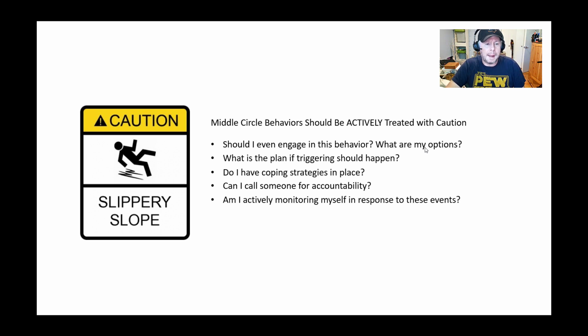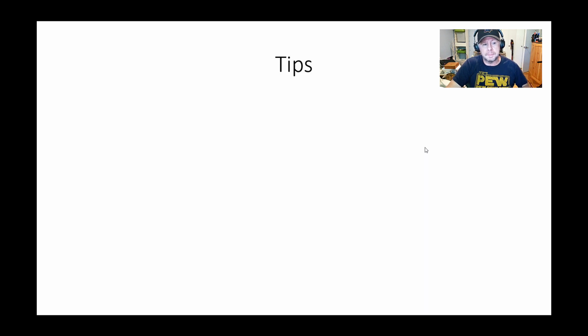And the last thing: am I actively monitoring myself in response to these events? Anytime you're inside that middle circle, regardless of what the thing is, you should be on top of it. How are you feeling right now? Are you adding or removing events as you see them as being middle circle events? Are you actively seeing what happens as a result of getting through that event? Even if you successfully get through a middle circle event, you should think about what you just did, what worked and maybe what didn't work, always staying on top of those things.